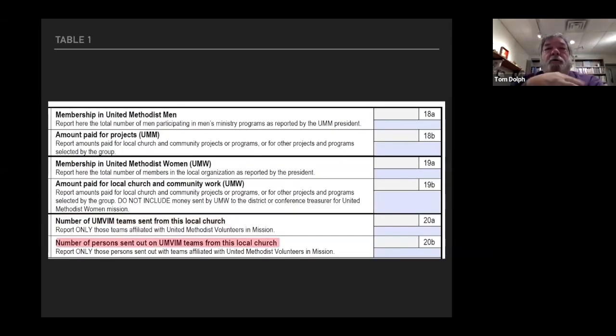So there is also a place to put the number of people from your church who may have participated in volunteer in mission teams from other churches. So if your church didn't sponsor an official volunteers in mission team, but another church did, and your members went on that team, that number goes in this box.